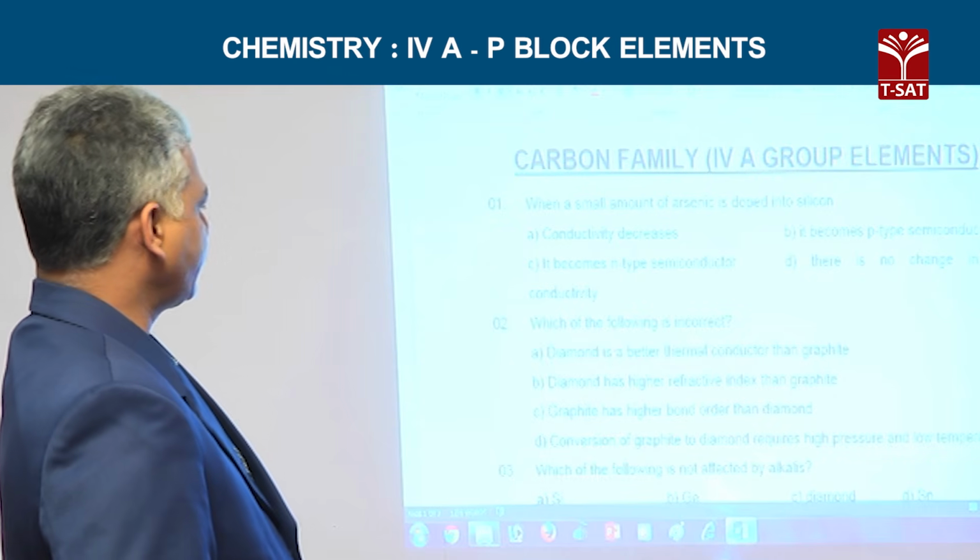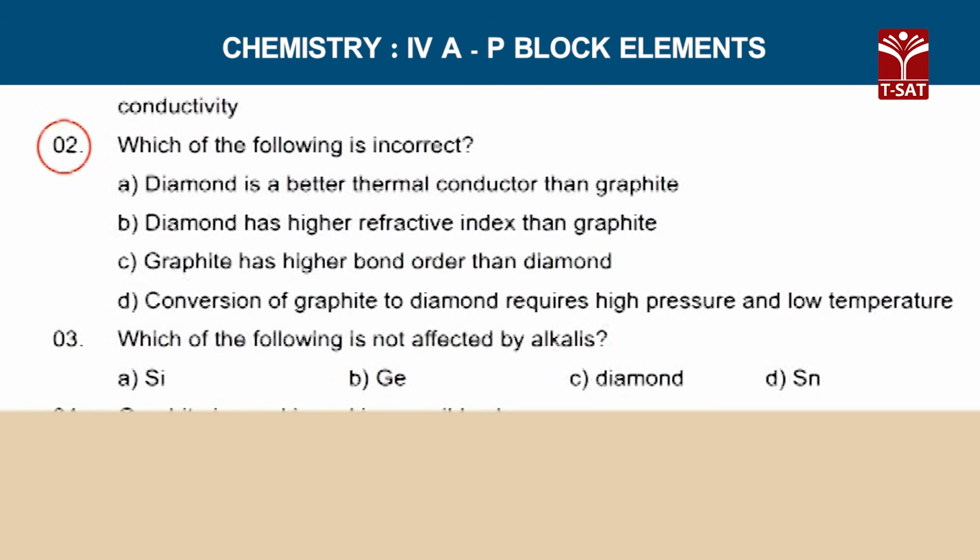Second question, which of the following is incorrect? Given options are diamond is a better thermal conductor than graphite, diamond has a higher refractive index than graphite, graphite has a higher bond order than diamond, conversion of graphite to diamond requires high pressure and low temperature. Correct option is D. Conversion of graphite to diamond requires high pressure and high temperature, but in the given options it is specified as low temperature. Hence, that is the incorrect answer.